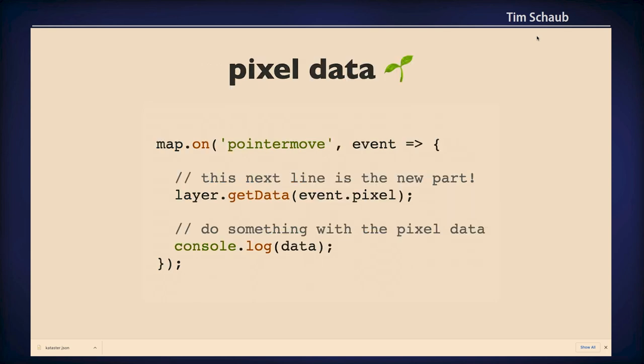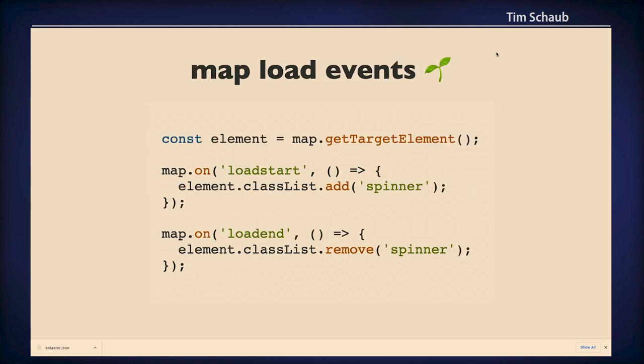The part that's new is this getData function. On a layer, you can now call getData, give it a pixel location, and it returns the raw multiband data in the case of GeoTIFFs. The part that enabled that load spinner seems quite basic, but we now have a load start and a load end event on the map. This makes it easier to show loading progress. In that case, we were adding a spinner class and then removing it on load end.